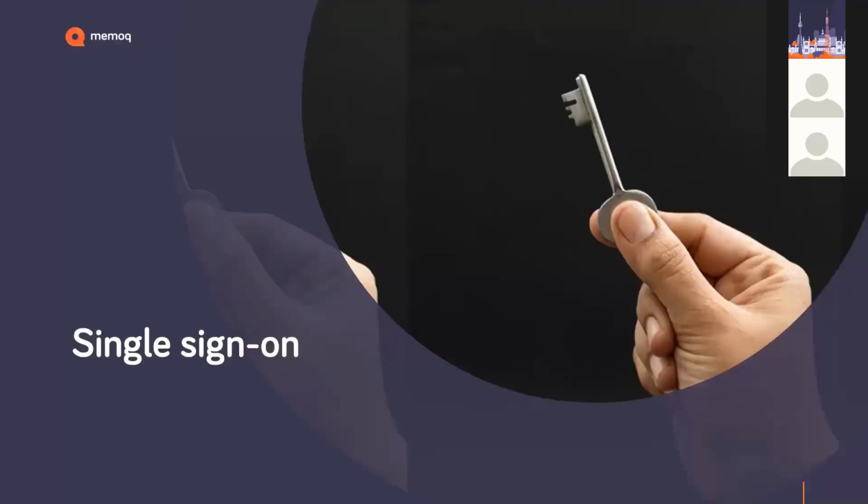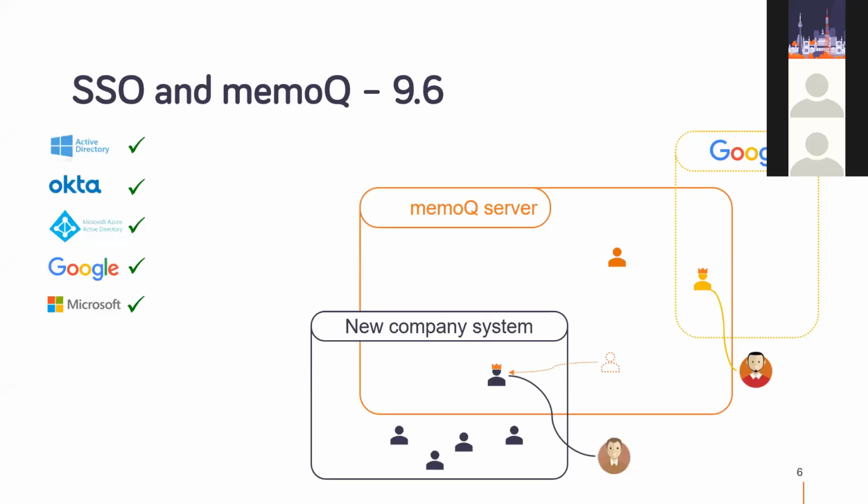So regarding single sign-on, this is where we left off with 9.6. Users can use their Google account if the memoQ server was set up so. They can also use their company system SSO account. The memoQ server users could be migrated to these users.